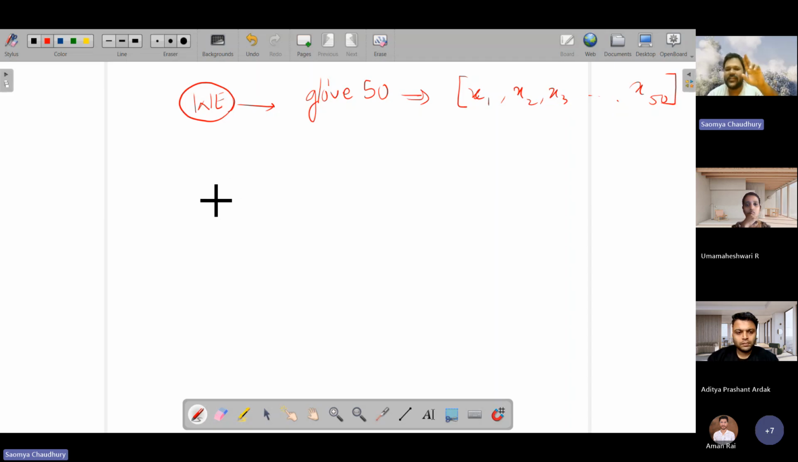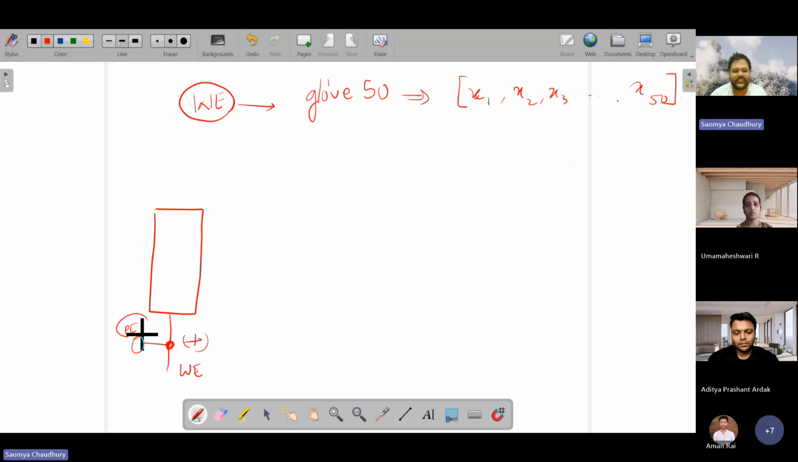Let me tell you how transformers work. You saw that diagram of transformers, where there was positional encoding, and that was getting added to the word embedding. I add this positional encoding and the word embedding together, and I pass it to the transformer, the multi-head attention and so on.